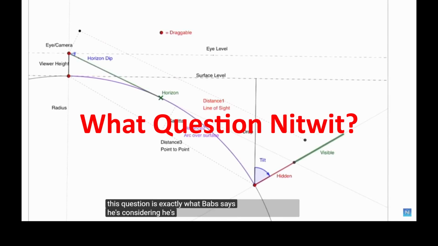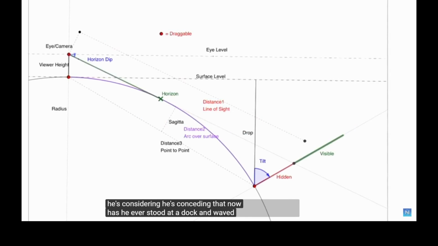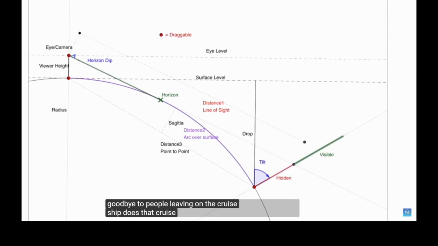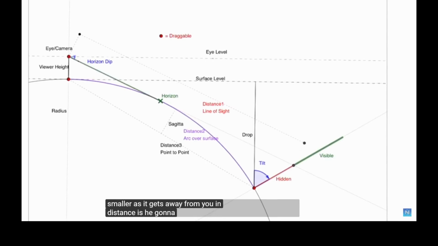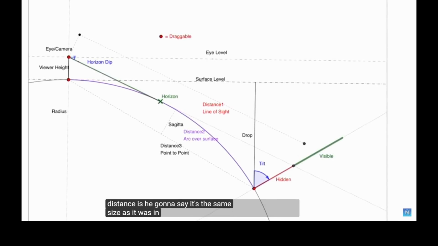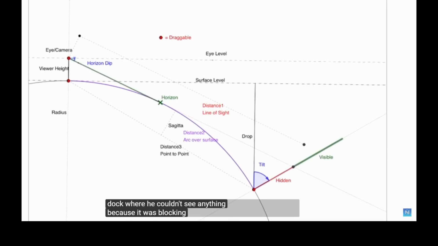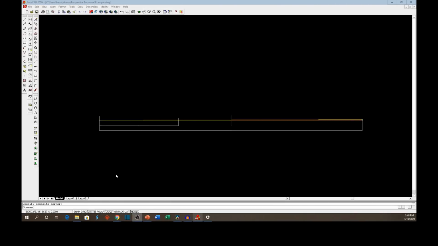He's conceding that. Now, has he ever stood at a dock and waved goodbye to people leaving on the cruise ship? Does that cruise ship not get smaller as it gets away from you in distance? Is he going to say it's the same size as it was in front of him in the dock where he couldn't see anything because it was blocking things that were behind it? Is this guy insane? Well, no, I'm not insane, but I'm pretty sure the cheese slid off your cracker there, buddy.